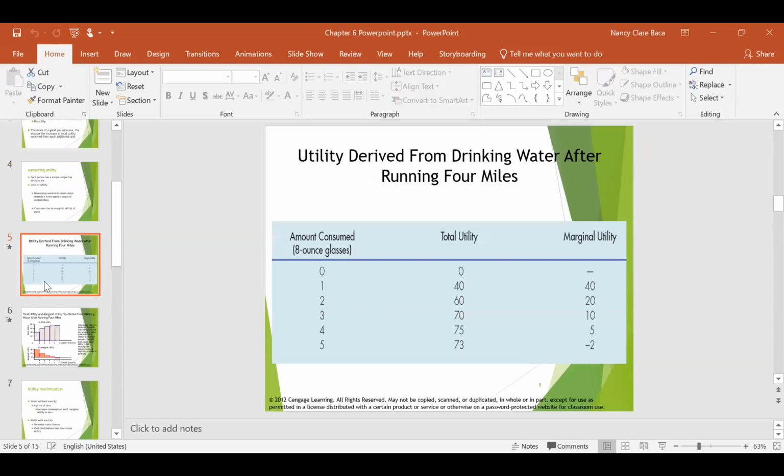So let's look at the example from your book of the utility, marginals and total utility. This example is for water after you've run 4 miles. I've never run 4 miles. I've never even run close to 4 miles, okay? But I can imagine that once you do, you probably would like a little water, but you don't want too much, right? So you can see in this case, we have glasses of water 0 through 5.